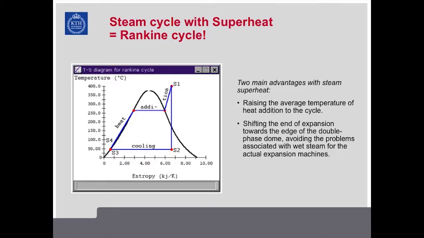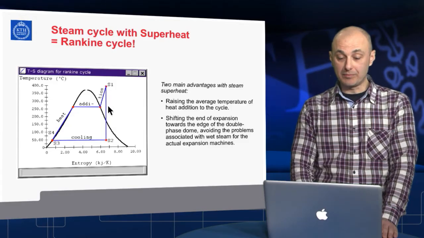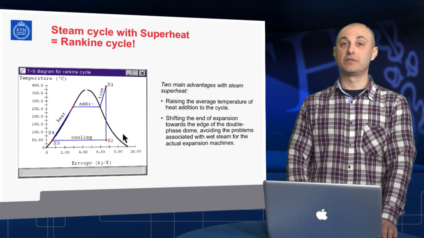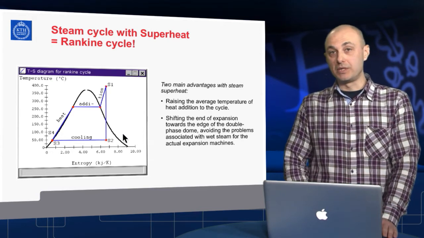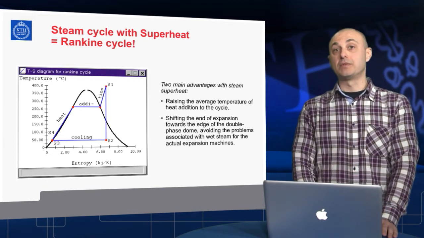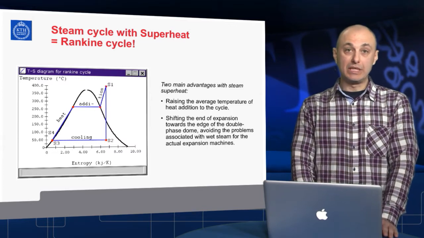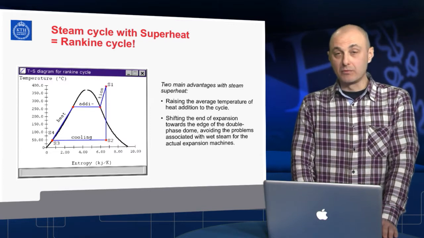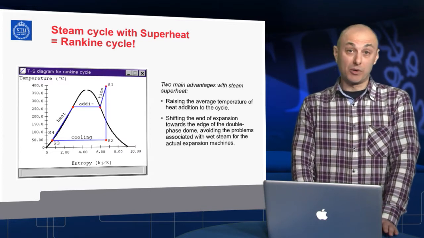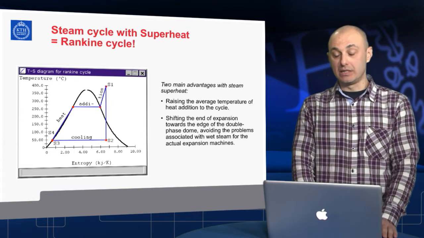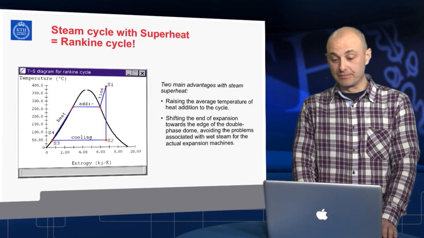The second advantage is that in practice, we do not want to end up the expansion, that would be point S2, deep into the double phase zone. We do not want to deal with wet steam. This is a problem mostly because in mechanical terms, our machines today are not able to handle wet steam, or they degrade too quickly when wet steam, that would be droplets of water condensing into the steam flow, is involved in the flow inside the machine.